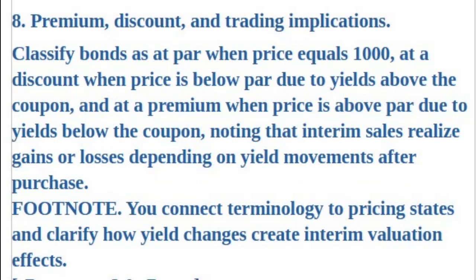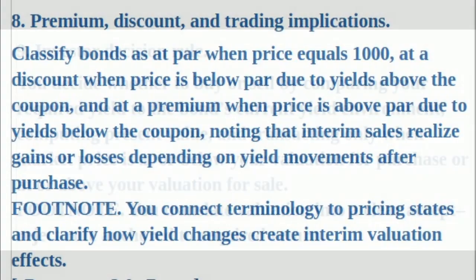8. Premium, discount, and trading implications. Classify bonds as at par when price equals $1,000, at a discount when price is below par due to yields above the coupon, and at a premium when price is above par due to yields below the coupon, noting that interim sales realize gains or losses depending on yield movements after purchase. Footnote. You connect terminology to pricing states and clarify how yield changes create interim valuation effects.